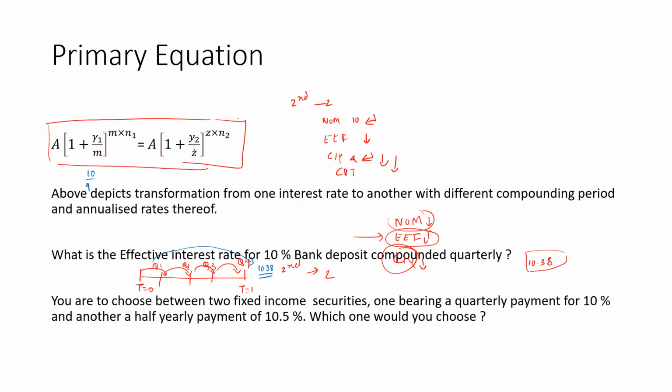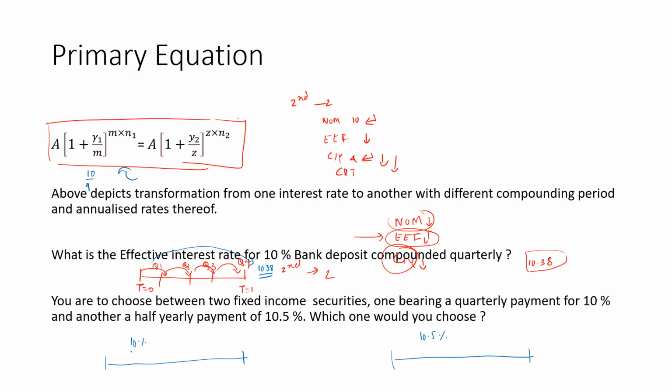So the point being made here is that instead of doing this manually, you're using your calculator to do the job for you. Okay. Similarly, one more problem: 2 fixed income securities are being talked about. One bearing a quarterly payment of 10%, another bearing a half-yearly payment of 10.5%. Which one do you choose? So how to do it? Can anybody tell me how to do it?